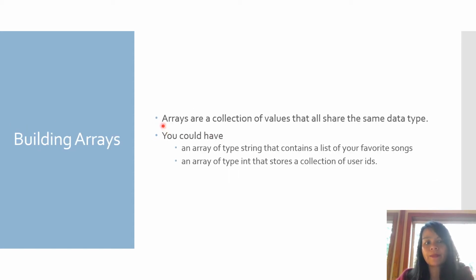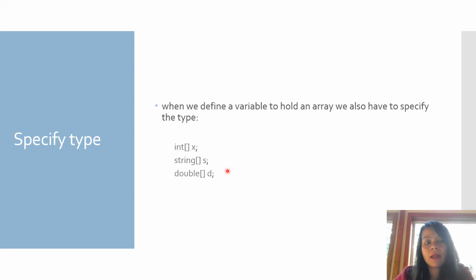So building arrays. Arrays are a collection of values that all share the same type of data, right? So you could have an array of type string that contains a list of your favorite songs, or you can have an array of type integer that stores a collection of user IDs. So when we define a variable to hold an array, we also have to specify the type. For example, this is integer. This array is going to contain integers. This one's going to contain strings, and this one's going to contain decimal numbers.